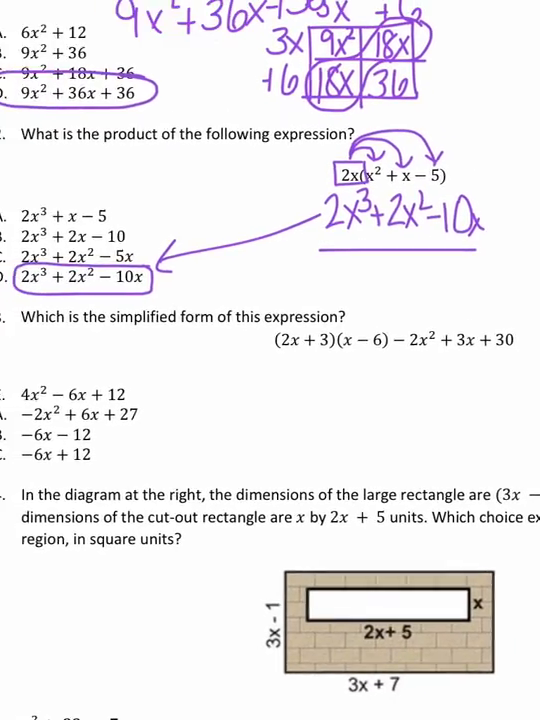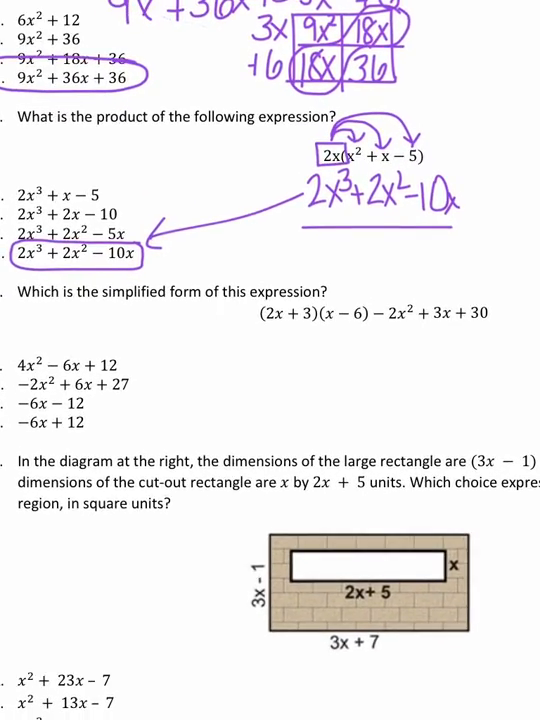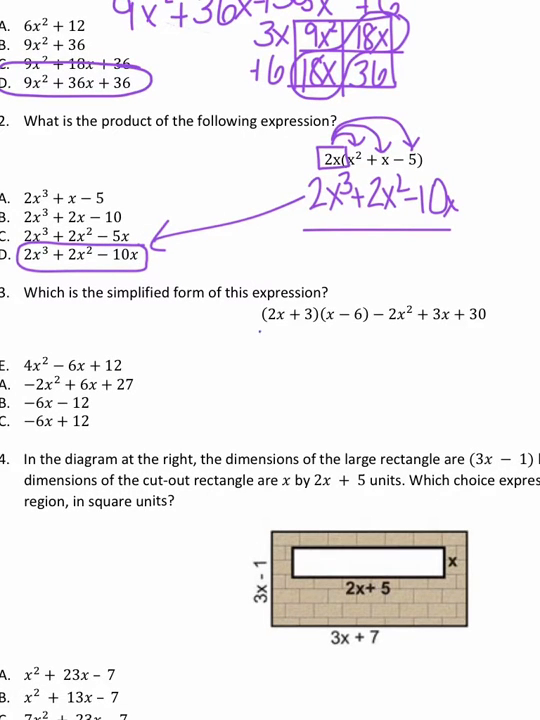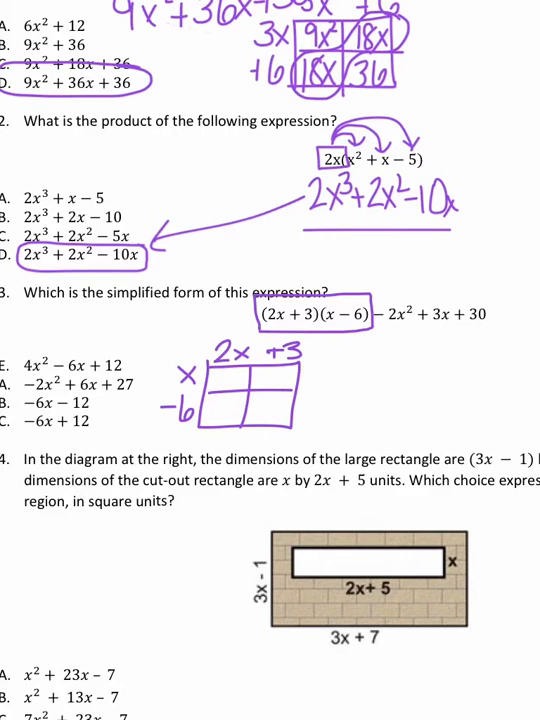Now this one's a little bit harder. So the very first thing you guys are going to have to do is go ahead and do the box method for the start. So I have 2x plus 3. Then I also have x minus 6. So I know 2x times x is 2x squared. 3 times x is 3x. 2x times negative 6 is negative 12x. 3 times negative 6 is negative 18.